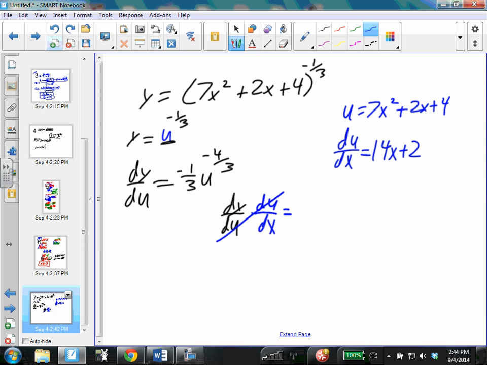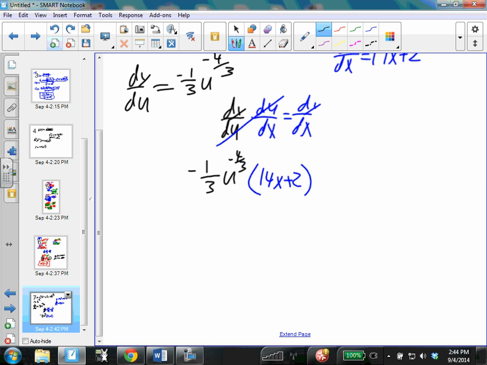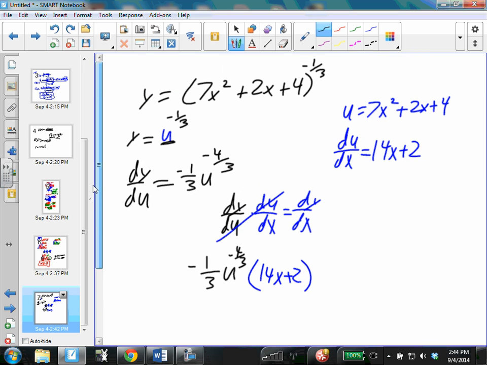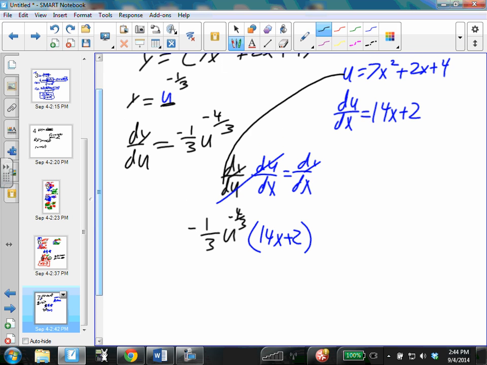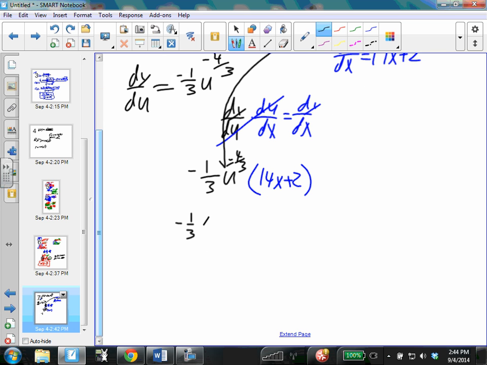And my changes in u will cancel. If I multiply those two derivatives together, I'll end up with my change in y with respect to x. So I'm just going to multiply them together: negative 1/3 u to the negative 4/3 times 14x plus 2. And now I want everything in terms of x, so I'm going to use the fact that u is equal to 7x squared plus 2x plus 4 and plug it in. So negative 1/3 times 7x squared plus 2x plus 4, and all of that is now to the negative 4/3 power, times my 14x plus my 2.